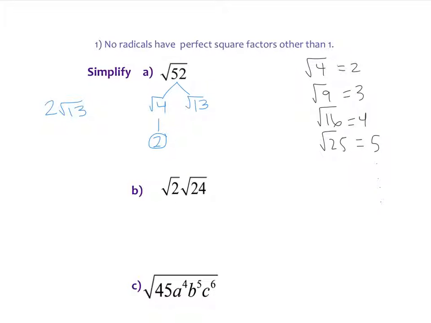Now, a way to check our answer is we can plug our problem into our calculator, and that was the square root of 52, and then I can also type into my calculator 2 square roots of 13, and those will equal the exact same number. So then we know that we'll be right, and that's how you can check your work. So my answer to simplifying the square root of 52 is 2 square roots of 13.